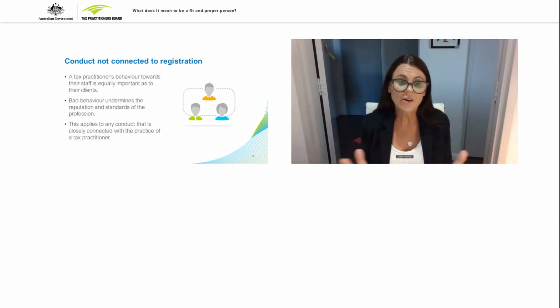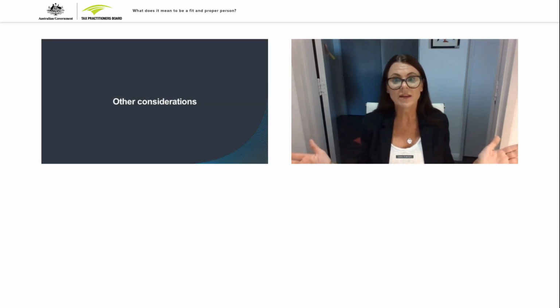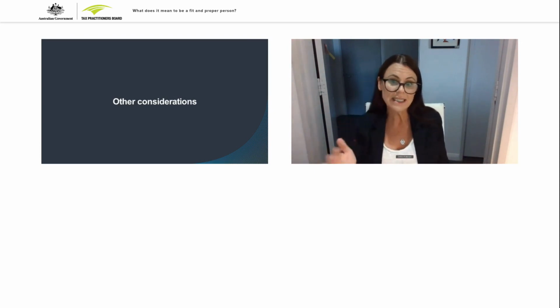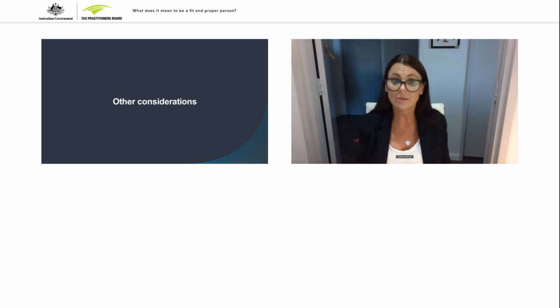Another common scenario we see is where a tax practitioner has been banned or sanctioned by another regulator, for example ASIC, and we also take that into consideration as well. So far we've seen a lot of factors that could lead to a person being found not fit and proper. Let's see if there are any other circumstances that the TPB takes into consideration where a person has engaged in misconduct or wrongdoing.